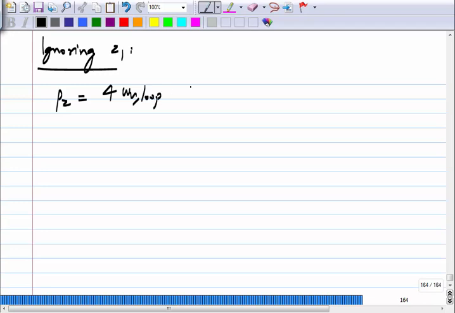Now, if you have a circuit where the zero did not exist, that is, the transfer function has just two poles, then we know that the second pole, from the design damping factor, you can figure out what it is. Or from the phase margin, you can figure out what this must be.